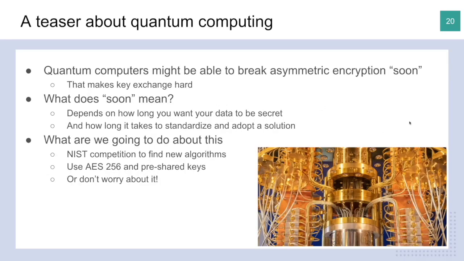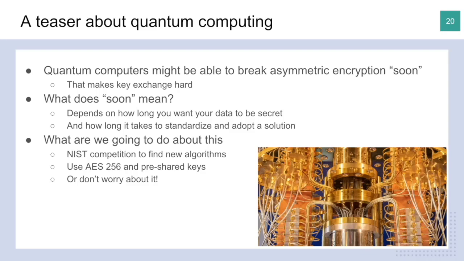Now for a quick teaser about quantum cryptography. Quantum computers eventually might be able to break asymmetric encryption, and they might get there kind of soon. And we don't really know how soon that will be, but this will make key exchange very hard. So again, it doesn't break symmetric encryption, but we do believe it's going to break asymmetric encryption. And what does soon mean? Well, that really depends on how long you want your data to be secret. So does it need to be secret for decades? Does it need to be secret only for the 10 minutes it takes to run your credit card?